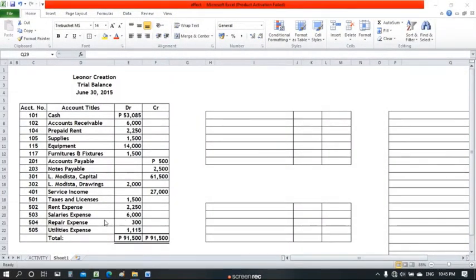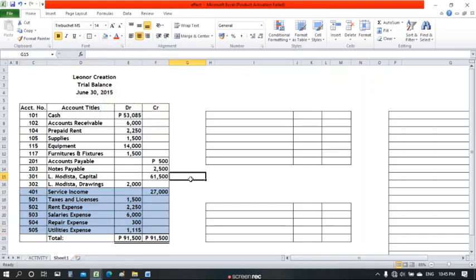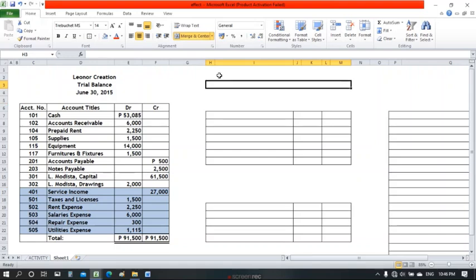The first financial statement to be prepared is the income statement, and that includes the following accounts: the income and expenses accounts. Let's highlight the accounts from the trial balance that should be included in our income statement. In preparing the income statement, I have here an answer sheet. This could be a 3-column sheet for the preparation of the income statement.